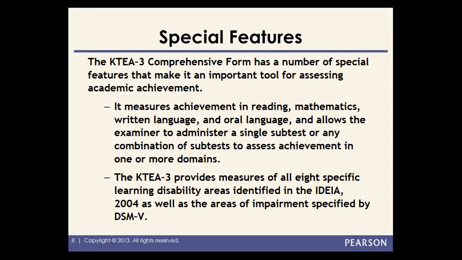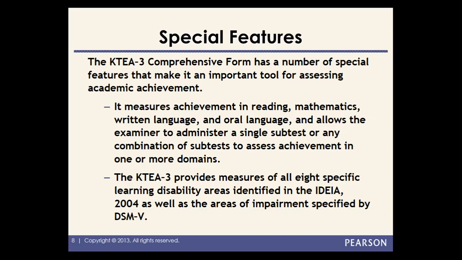When we think about some of the special features here, the comprehensive form does have a number of them that are going to help you when you're assessing academic achievement. The first one is that this test does measure achievement in reading, math, written language, and oral language. And it does allow you to pull out a single assessment if you need to, or combine subtests if you need to assess achievement in one or more domains.